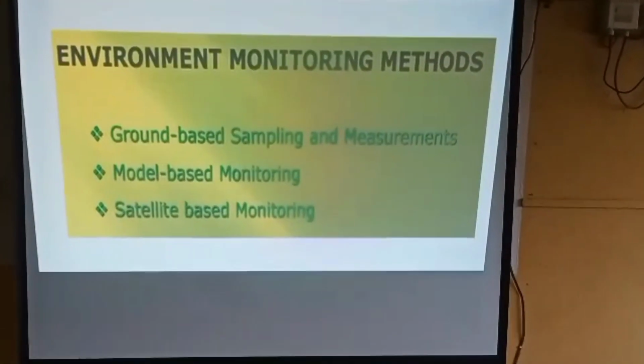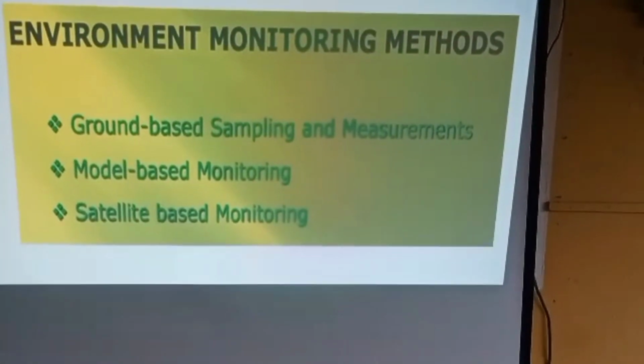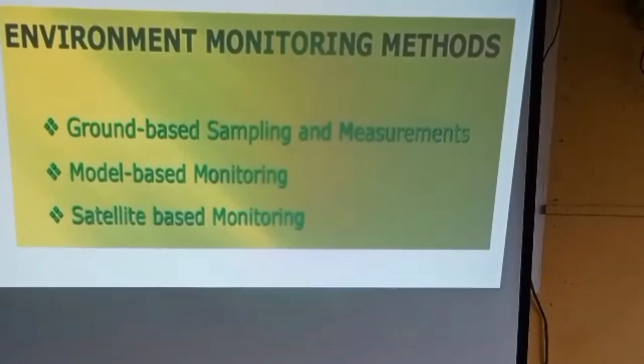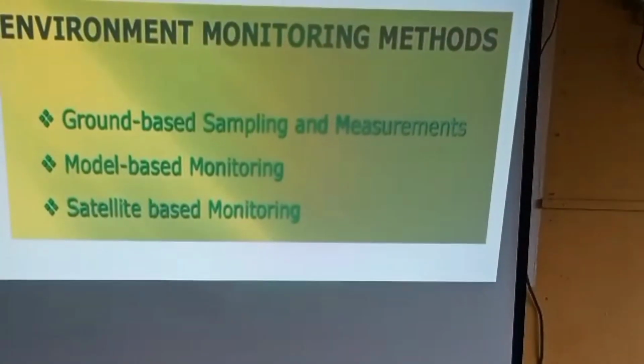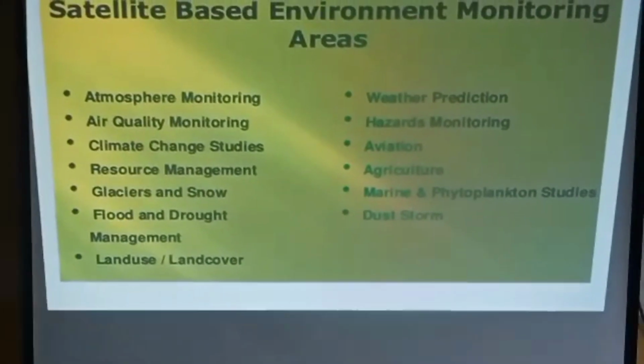The next one now is the environmental monitoring method. Environmental monitoring methods are divided into 3 here. 1 is the ground-based sampling and measurement. 2 is the model-based monitoring. 3 is the satellite-based monitoring. So we start with the satellite-based.